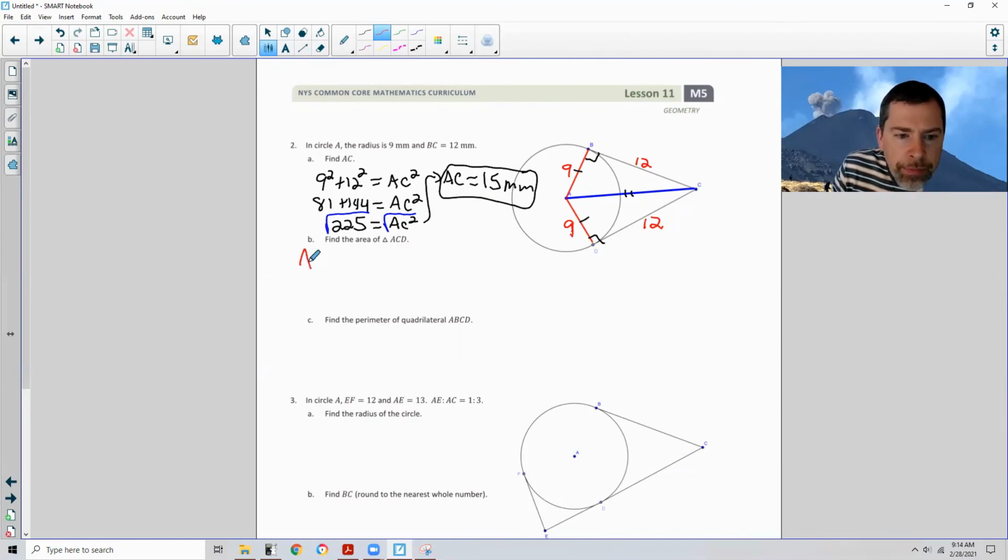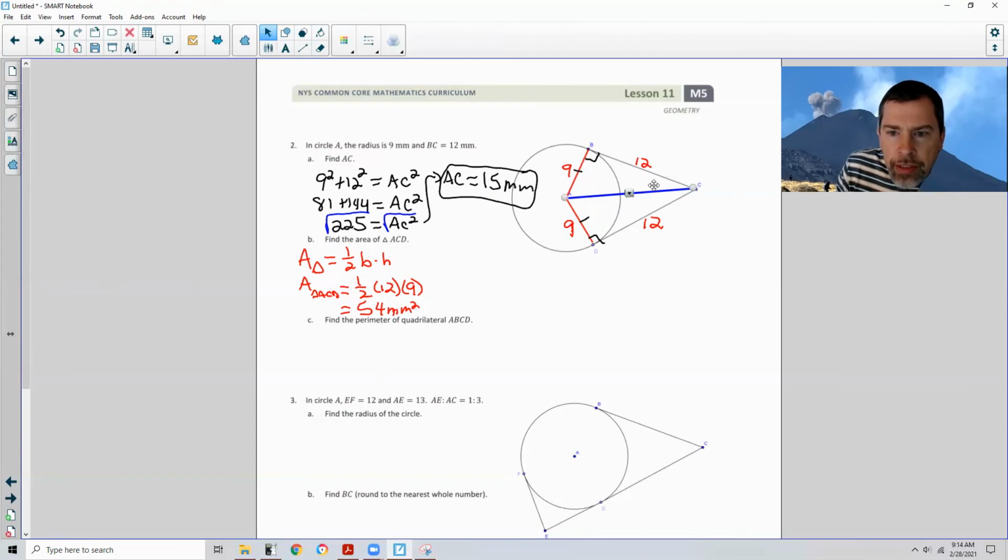The radii are always equal, so that's 9. The area of a triangle equals 1/2 base times height. So the area of triangle ACD equals 1/2 the base 12 times the height 9. Half of 12 is 6. 9 times 6 is 54. So it's 54 millimeters squared.